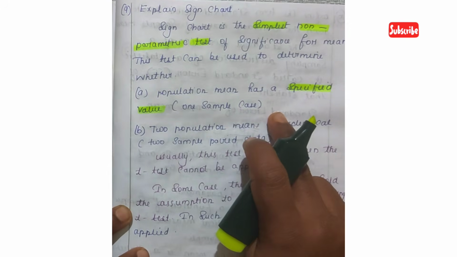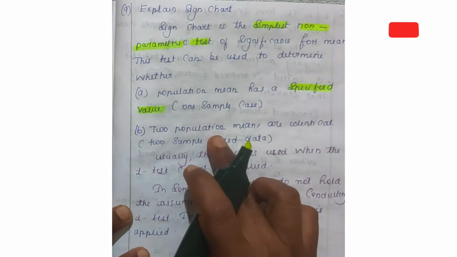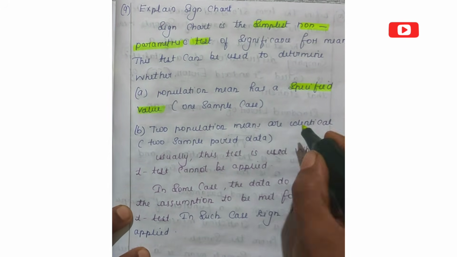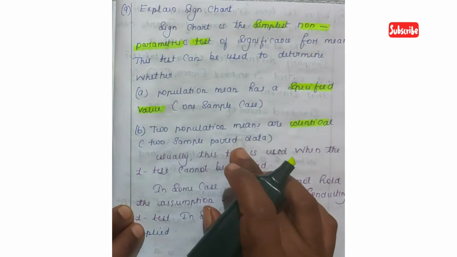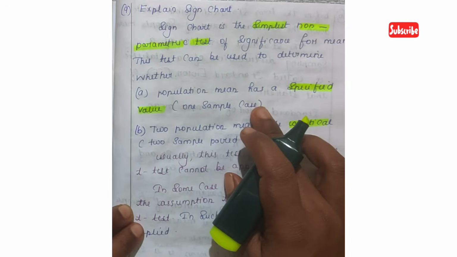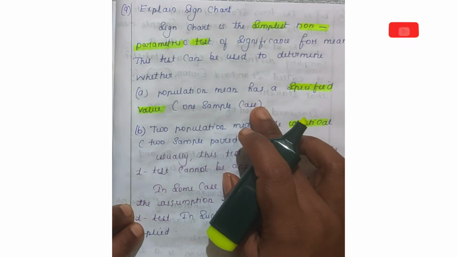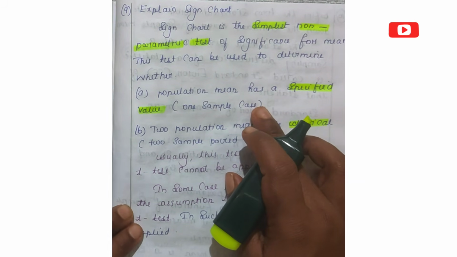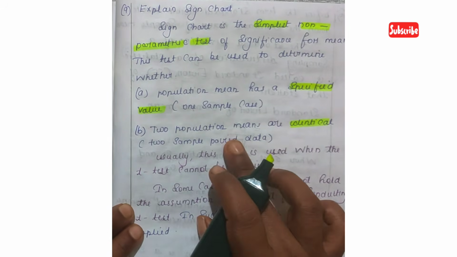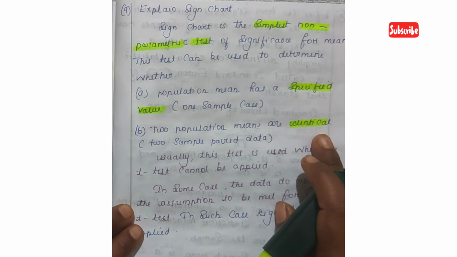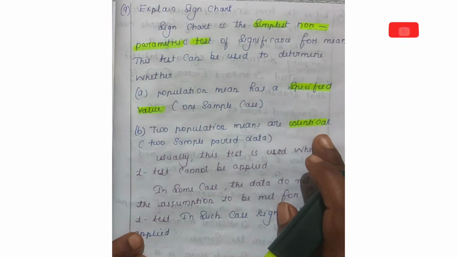One sample value case. Two population means are identical. So with this sign test we check the population mean against the specific value, and whether two population means are identical.